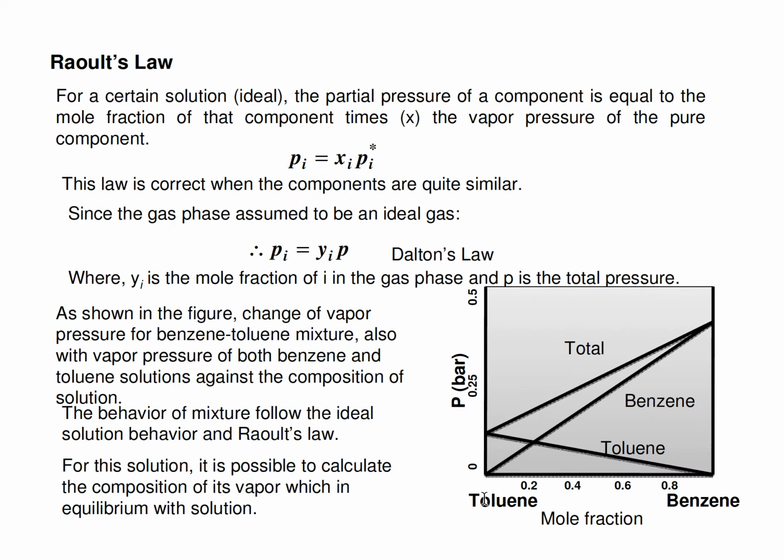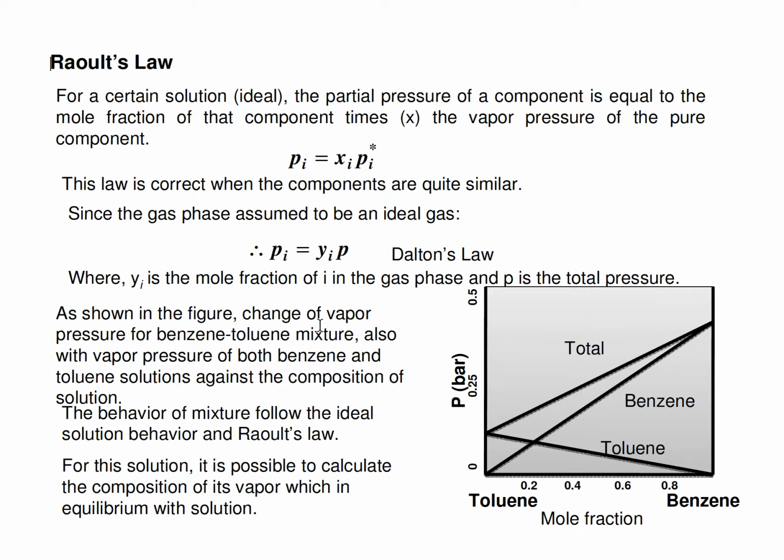Okay, next one is Raoult's law. For a certain solution which is ideal, the partial pressure of a component is equal to the mole fraction of that component times the vapor pressure of the pure component, P equals to XP. This law is correct where the components are quite similar. Since the gas phase is assumed to be an ideal gas, we have P equals to YP, which is Dalton's law, where Y is the mole fraction of i in the gas phase and P is the total pressure.